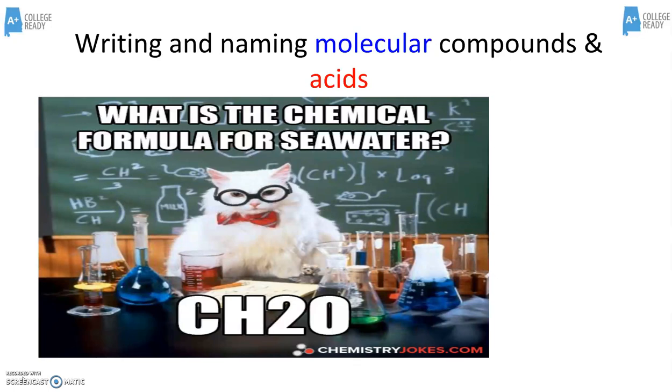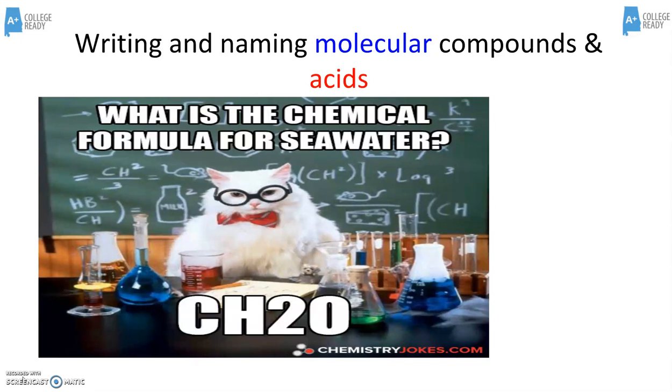Today we'll focus on molecular compounds and acids. A molecular compound is a covalently bonded unit of atoms or molecules. The word covalent simply means a mutual attraction for electrons, either an equal attraction or an unequal attraction.